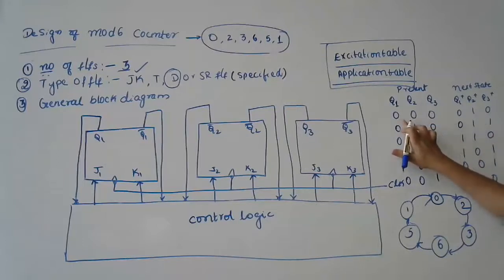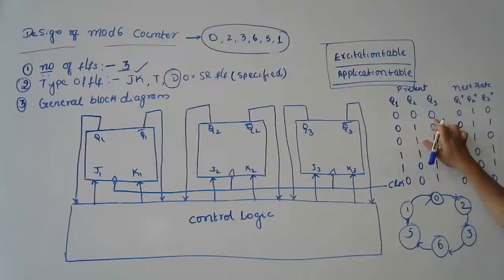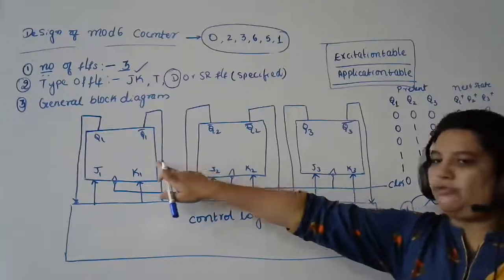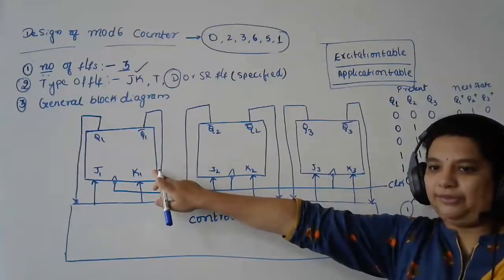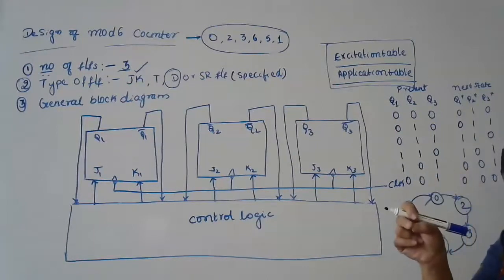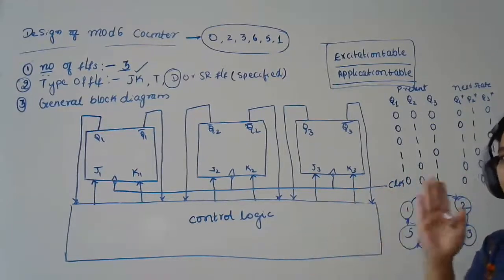Right? Now, listen carefully. I'm in a present state 0, 0, 0. And I want to go to the next state 0, 1, 0. Correct? And in order to transit from one state to another state, which flip-flop am I making use of? I am making use of a JK flip-flop. So, what my excitation table is going to tell me is what input I am supposed to give to my J and K in order to excite from the given present state to the given next state.